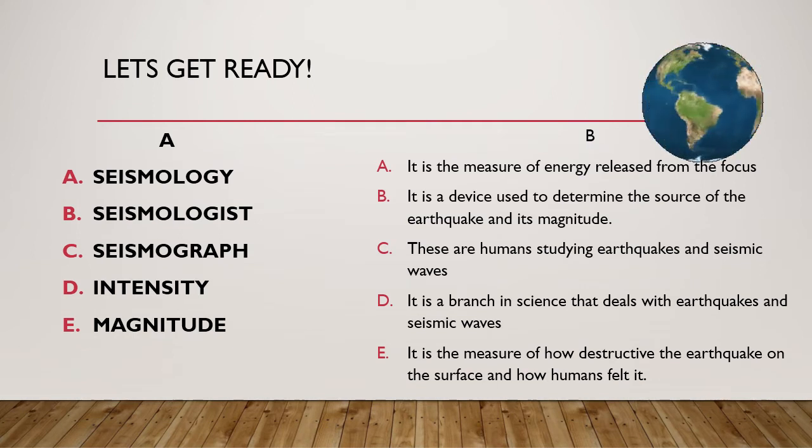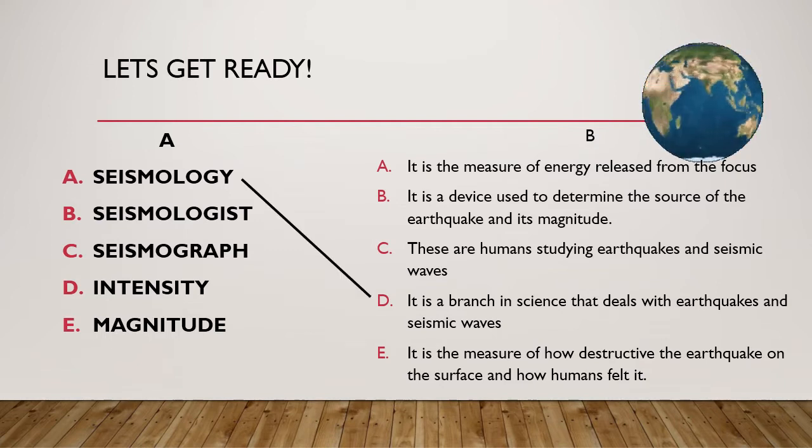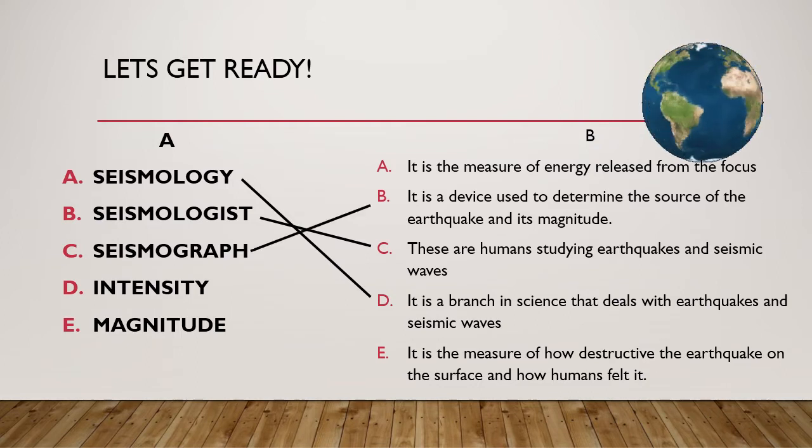Let's have seismology. Seismology is a branch of science that deals with earthquakes and seismic waves. Very good. How about seismologist? A seismologist is a human studying earthquakes and seismic waves. Very good. How about seismograph? A seismograph is a device used to determine the source of an earthquake and its magnitude.